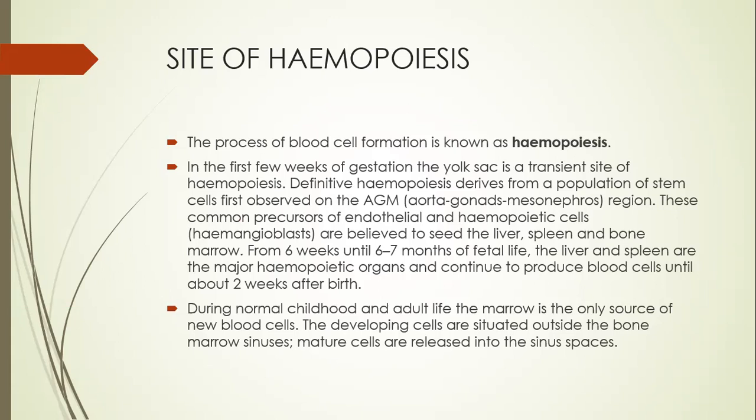From 6 weeks until 6 to 7 months of the fetal life, the liver and the spleen are the major hematopoietic organs. And it continues to produce blood cells until about 2 weeks after birth. During normal childhood and adult life, the bone marrow is the only source of the new blood cells. No other source is available. The developing cells are situated outside the bone marrow sinuses, and the mature cells are released into the sinus spaces.